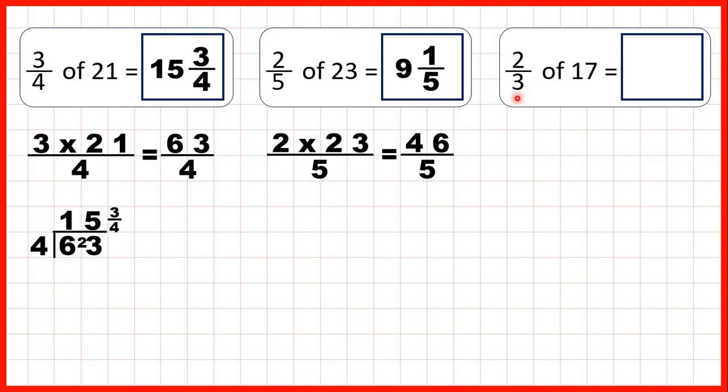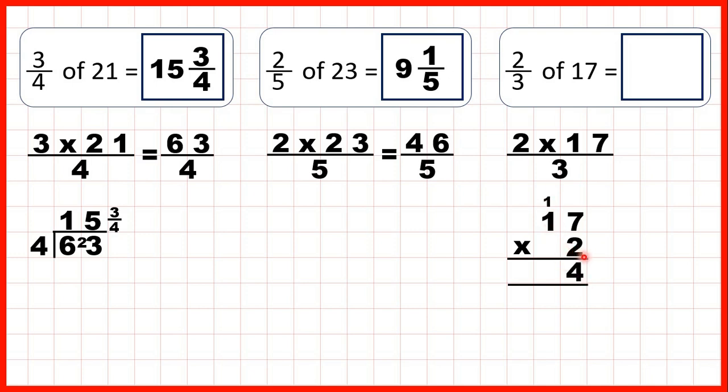Now we need to find 2/3 of 17. We can show that as 2 times 17 over 3. To work out 17 times 2, we can use short multiplication. 7 times 2 is 14, so we carry the 1, and 1 times 2 is 2, plus 1 is 3, so that's 34 over 3. To get our mixed number answer, we can divide 34 by 3, and that gives us 11 remainder 1, so our answer is 11 1/3.